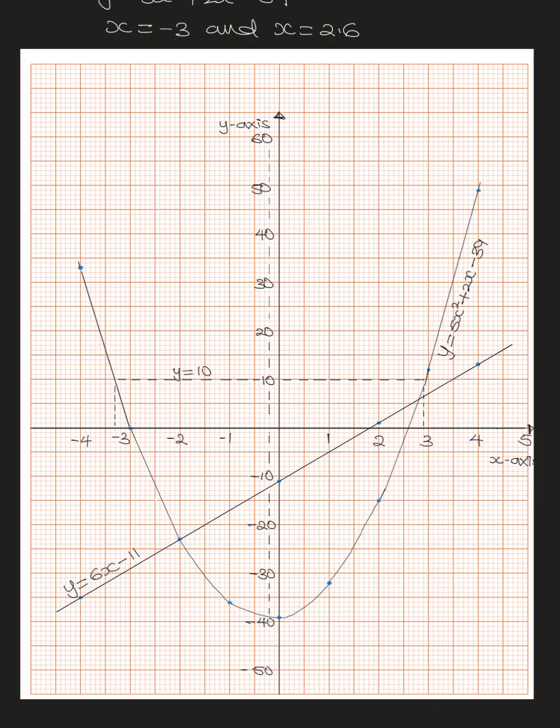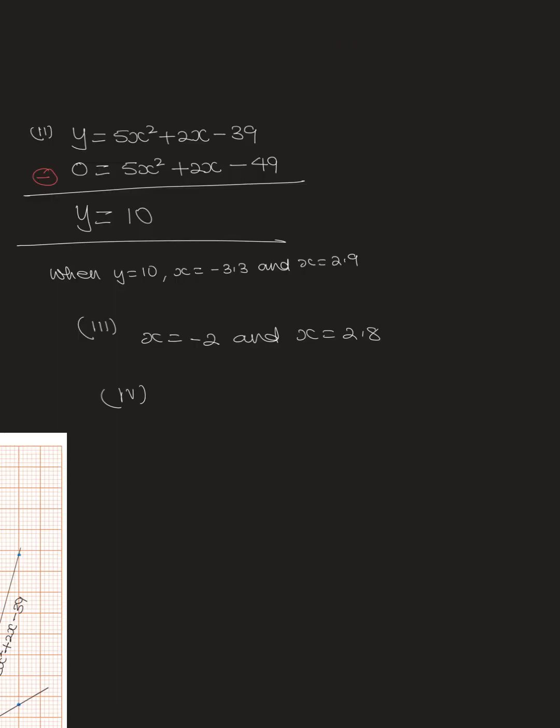Okay? So the equation of the line of symmetry is that x is equal to minus 0.2. It is the point where we can divide this graph into two equal halves. X is equal to minus 0.2. Question 4. The equation of the line of symmetry is that x is equal to minus 0.2.